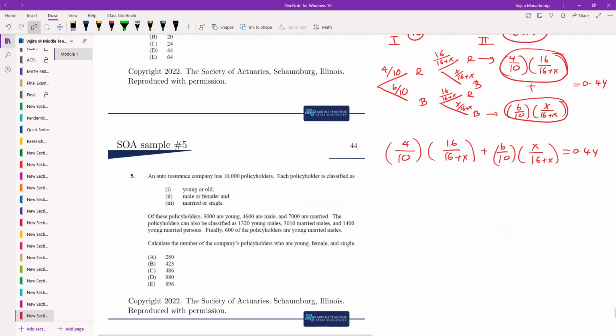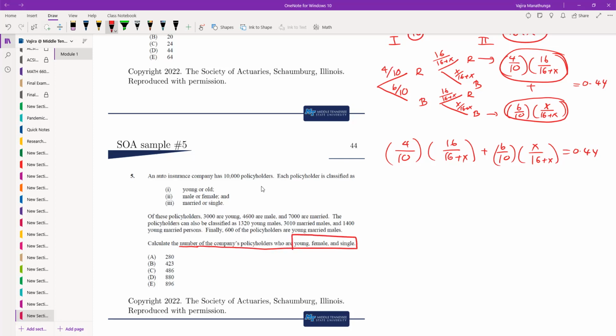Here you can see the last question we are going to do. The question says an auto insurance company has 10,000 policies. Then they give us different classifications: young or old, male or female, married or single. Then they give us some information. And at the end, the question asks to calculate the number, not the probability, of the company's policyholders who are young, female, and single.